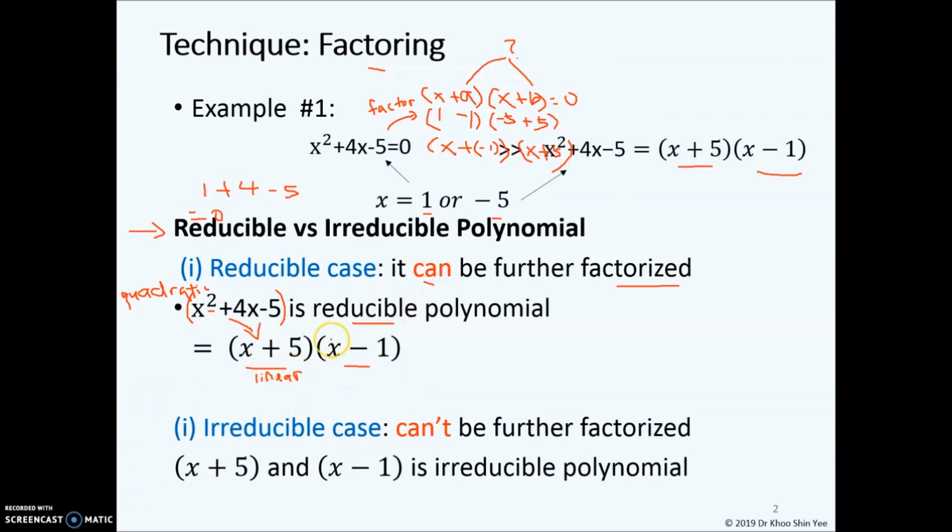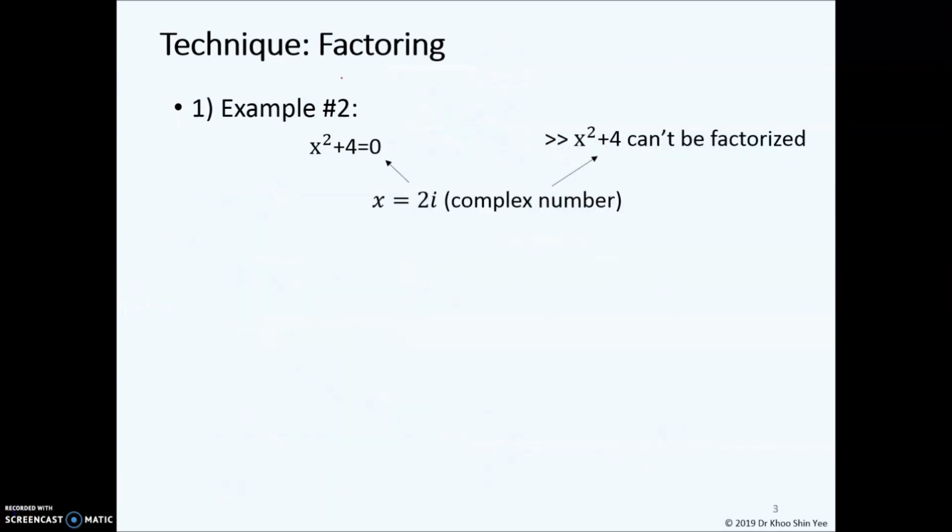So if we want to further reduce this to x to the power of 0, can we do that? All of you know that we cannot further factorize this, so in this case we are saying that the linear factor is the simplest form, where we cannot reduce it further or factorize it further. Let's continue with example 2.